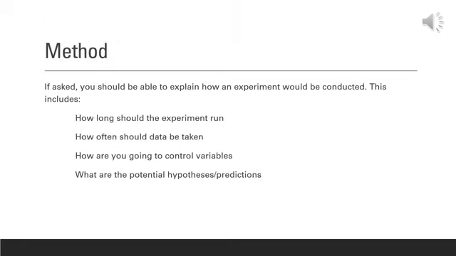What should you do if the question asks you to give a method for testing a hypothesis? If asked, you should be able to explain how the experiment would be conducted, concisely but clearly. This requires you to identify how long you should do the experiment and how often you should take data. How are you going to control the variables? What are potential hypotheses and predictions? And what are the specific steps you're going to take?